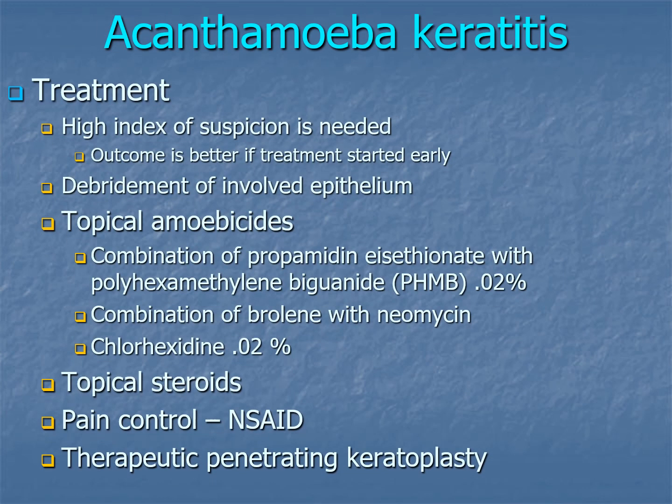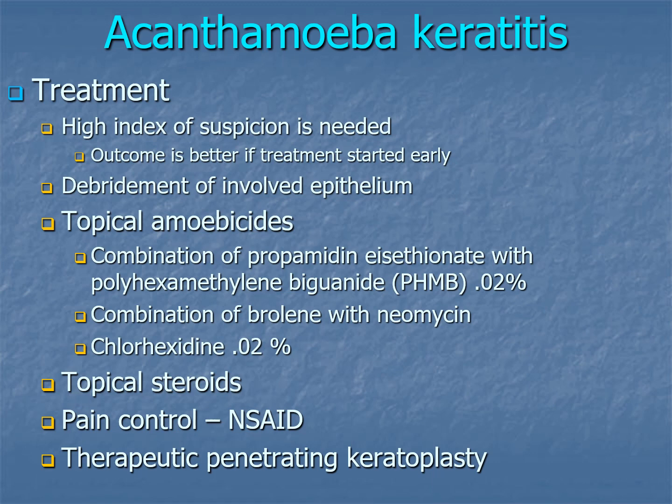And what is the treatment of Acanthamoeba keratitis? To treat Acanthamoeba keratitis, first of all, a high index of suspicion is needed. So if you suspect Acanthamoeba keratitis, then you can institute the treatment early. The earlier the treatment, the better are the results. Debridement of involved epithelium is helpful. And then we use topical amebicides.